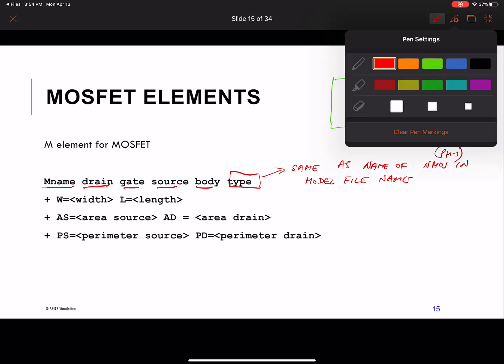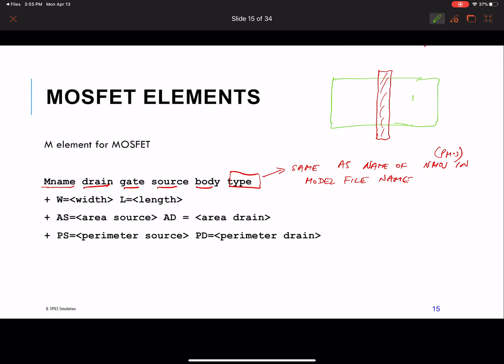So this ends up being the drain or source, or vice versa, whichever way you have it set up. So the area of the source or drain is basically you've got to get this whole area here. Okay, so you put that in the area.